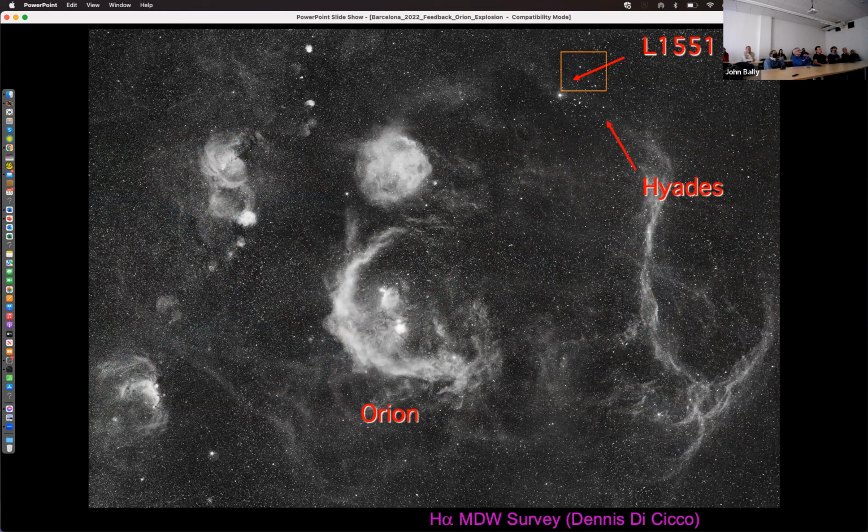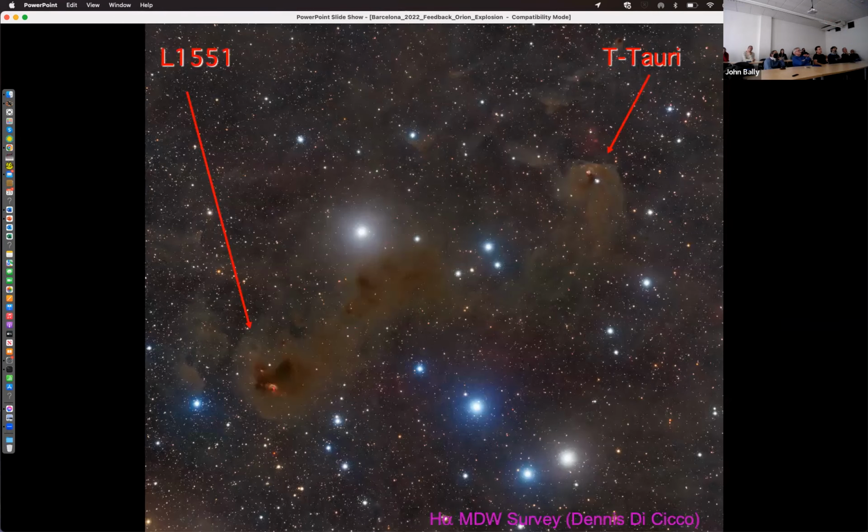In that box, I'm going to show you what it looks like with an amateur's telescope. This is from the MDW survey. This is part of the Hyades stars. This is the L1551 cloud. There is a famous T Tauri star right there behind the Hyades. The whole cloud structure here points at Orion.